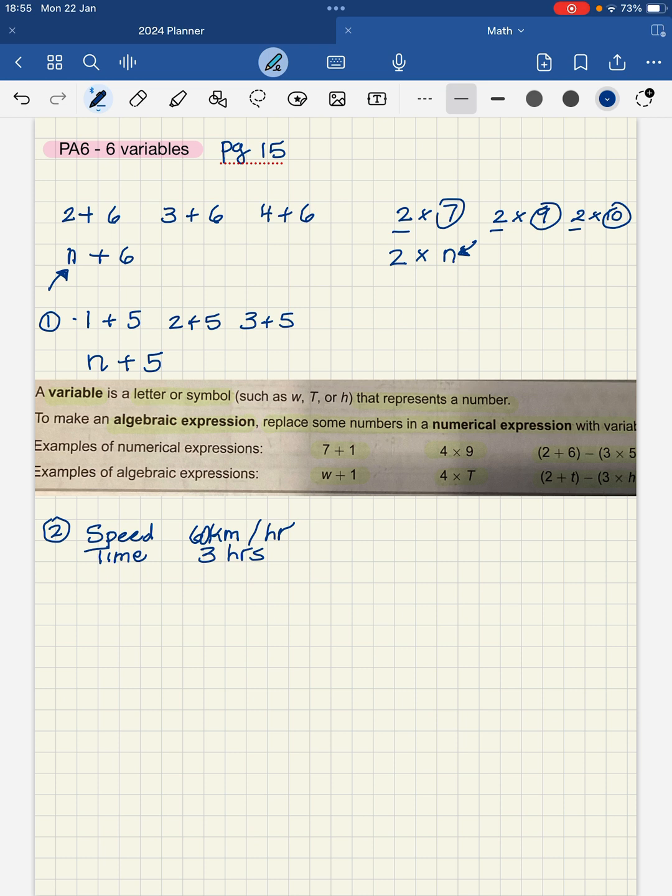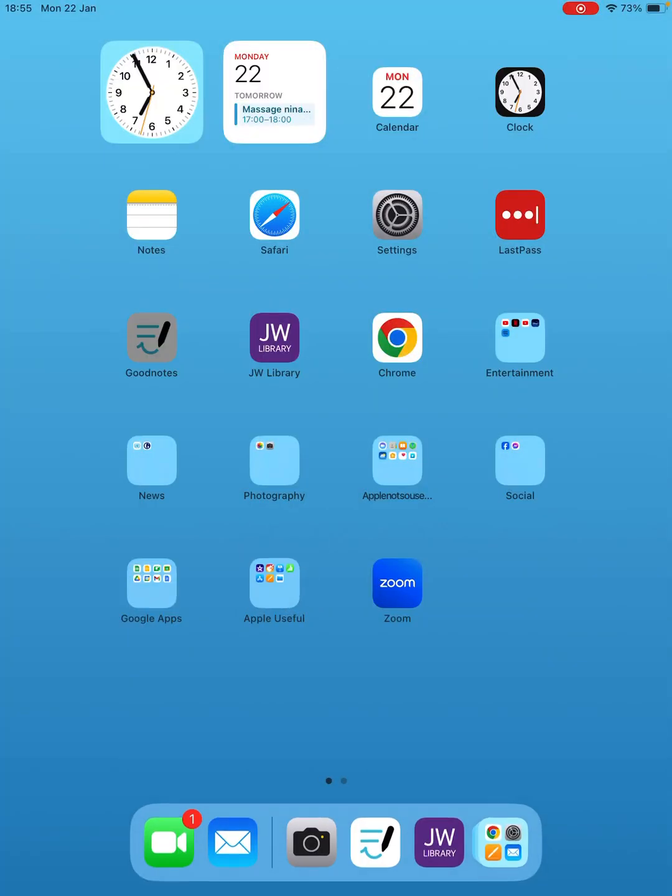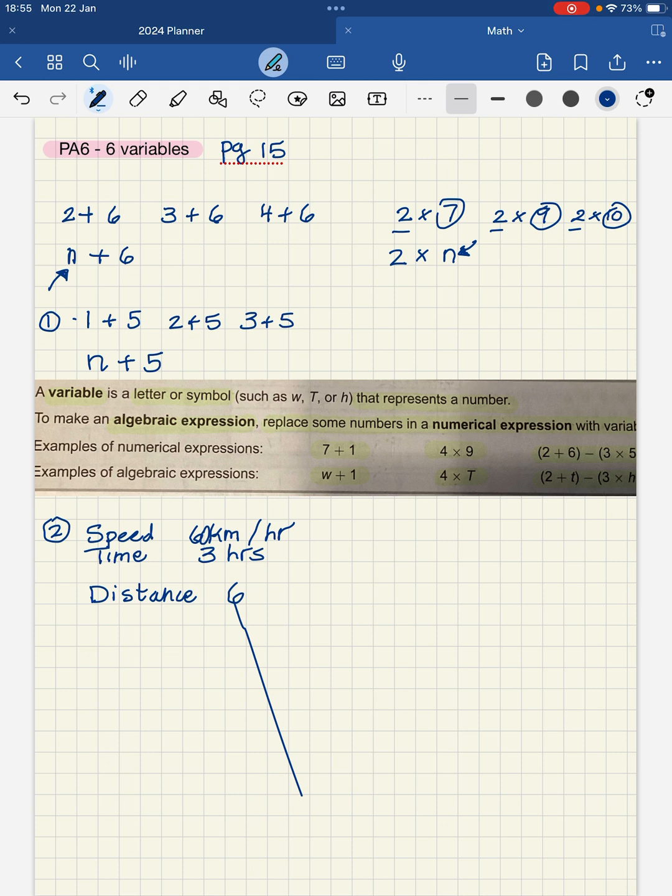Right? Then our distance expression would be 60 times 3 kilometers, because we've got our kilometers per hour. This is our kilometers, that's per hour. 60 times 3 would get you your distance. Okay, and that's just your expression. You don't have to solve it. So I would like you to do B and C of question 2.